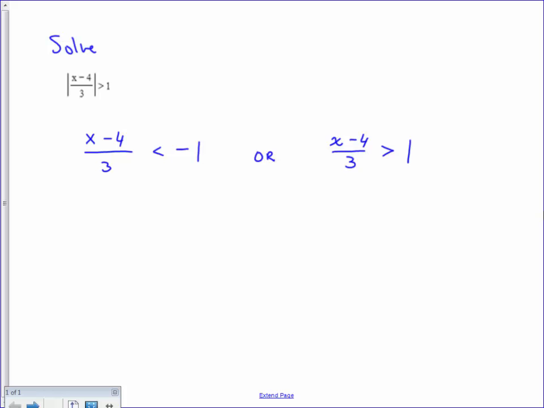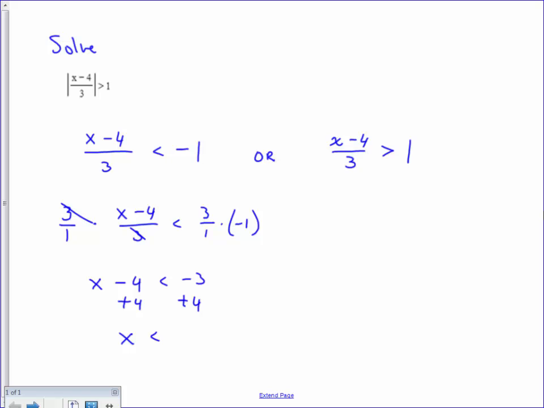Notice that we have a fraction. The LCD for the fraction would be 3/1, so I'm going to multiply both sides by 3/1. Okay, that would cancel. Here I'd be left with x minus 4 is less than -3. Add over the 4. I would have x is less than 1.